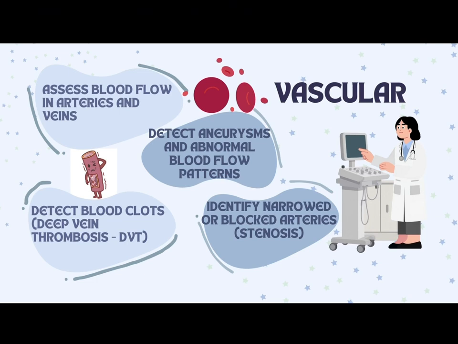Lastly, vascular ultrasound is commonly used to check blood flow in arteries and veins. Doctors can observe and measure blood movement and velocity by using Doppler ultrasound to see which direction the blood is flowing. It can detect blood clots such as deep vein thrombosis, particularly in the leg, which helps prevent serious complications. This can also help find narrowed or blocked arteries, and detect aneurysms, areas where the vessel wall bulges or weakens.